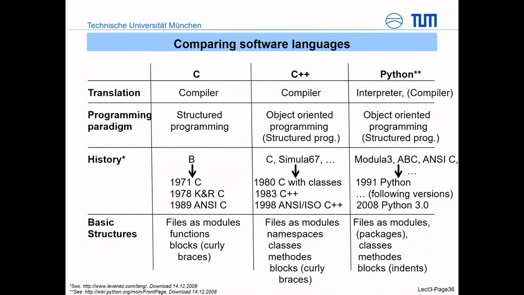The programming paradigm is the classification. C is a classical structured programming language. C++ is an object-oriented programming language, the same as Python. But in C++ you have a very specific thing, because C++ is an add-on to C, so that you have the whole of C also in C++. So you will see a lot of C++ programs which are in principle structured programs.